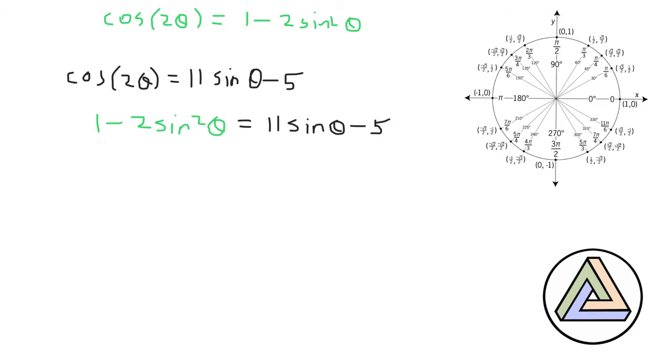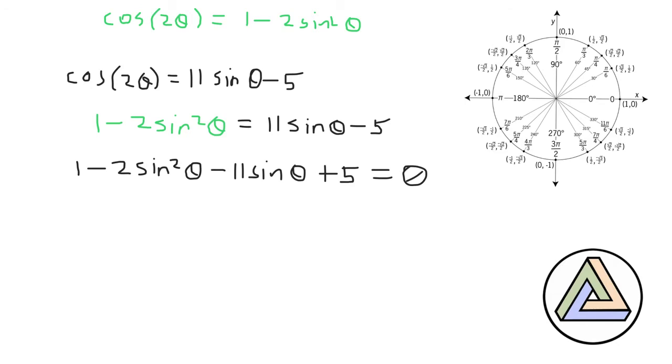All right, so let's get all the terms over here. So we're going to subtract both of these right now, and I'll worry about the order later. But we had 1 minus 2 sine squared theta, and it's going to be minus 11 sine theta, and it is going to be plus 5. And that equals 0. Again, that's a result of subtracting this from both sides of the equation, canceling it out over here. And when you subtract negative 5, that's the same thing as adding 5 to both sides.